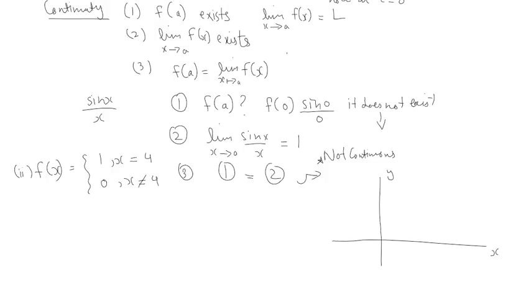Now, let's try to plot that. So when x equals 4, so that's 1, 2, 3, 4, the value of y is 1. So that's my value of y. But what happens when x is not equal to 4? When x equals 3, the value is 0. When x equals 2, the value is 0. 1, value 0. So there's basically a straight line that's forming over here, right?